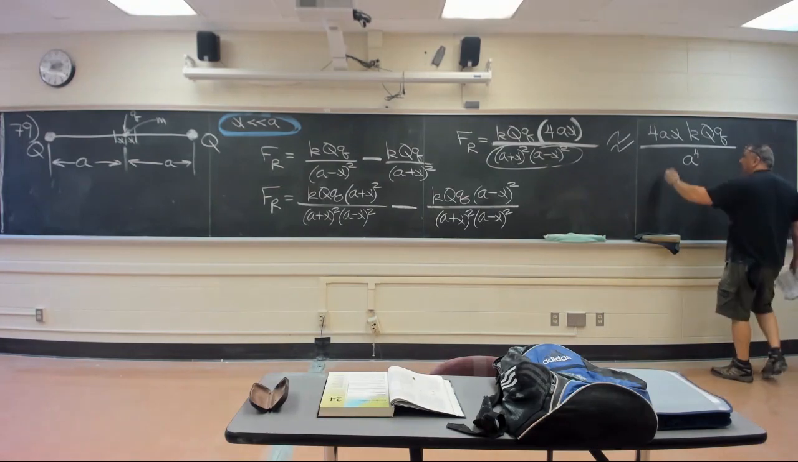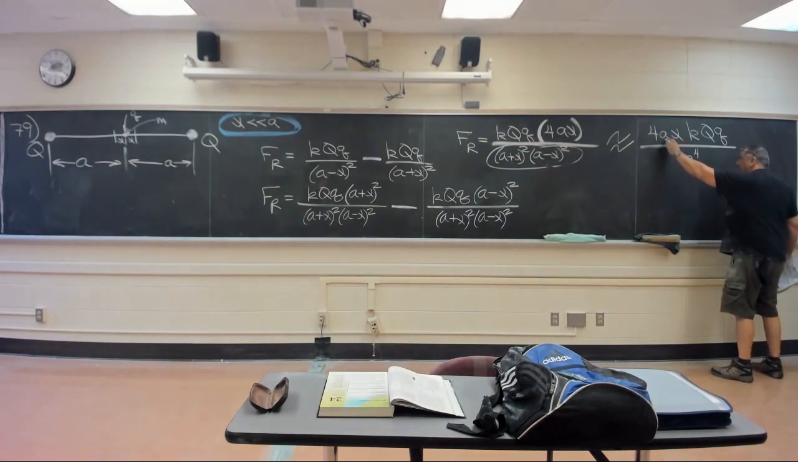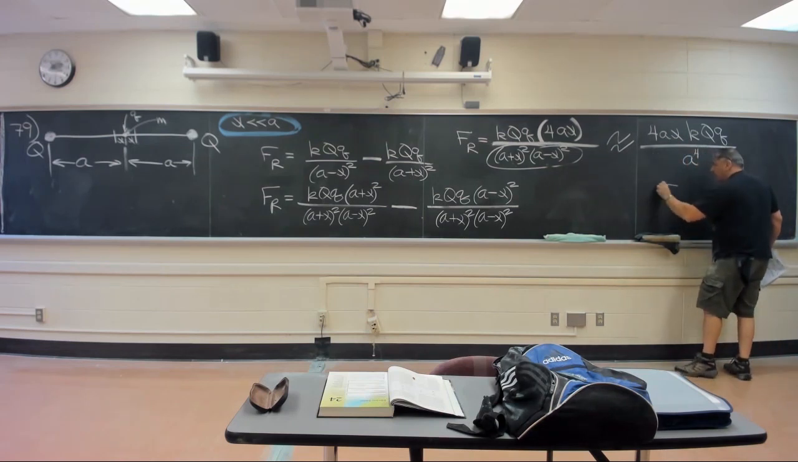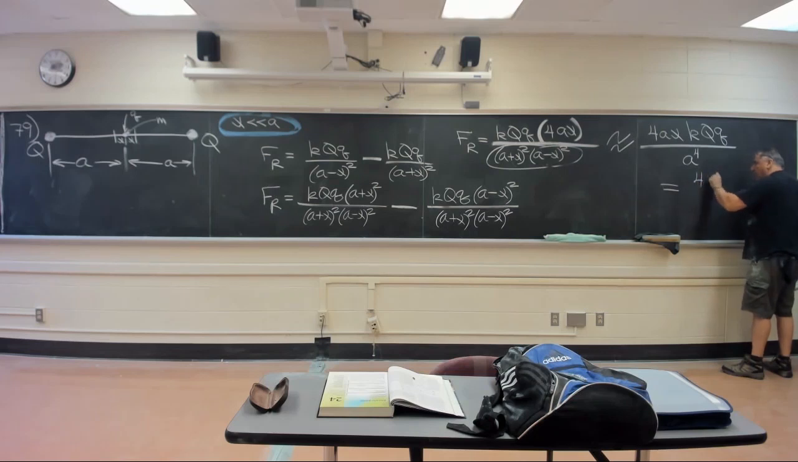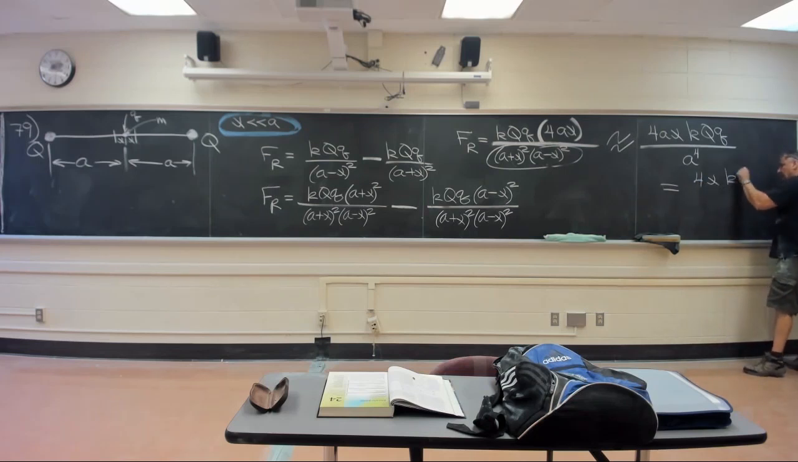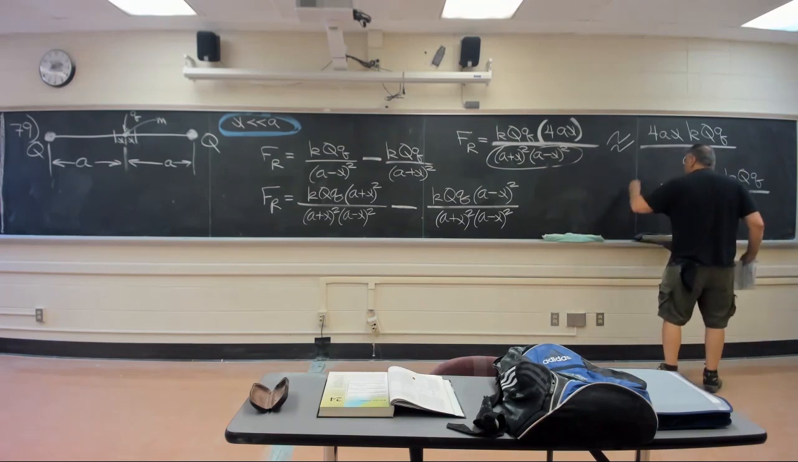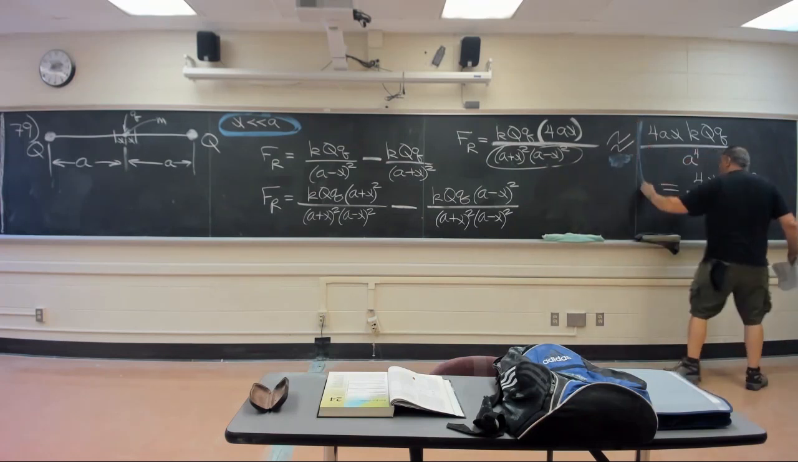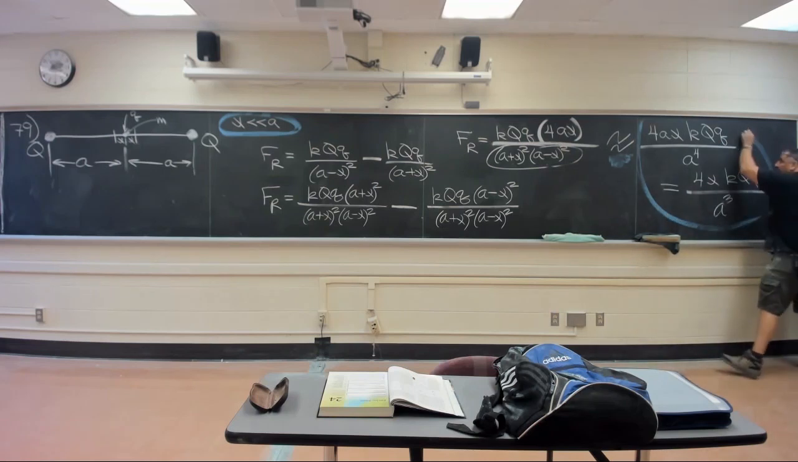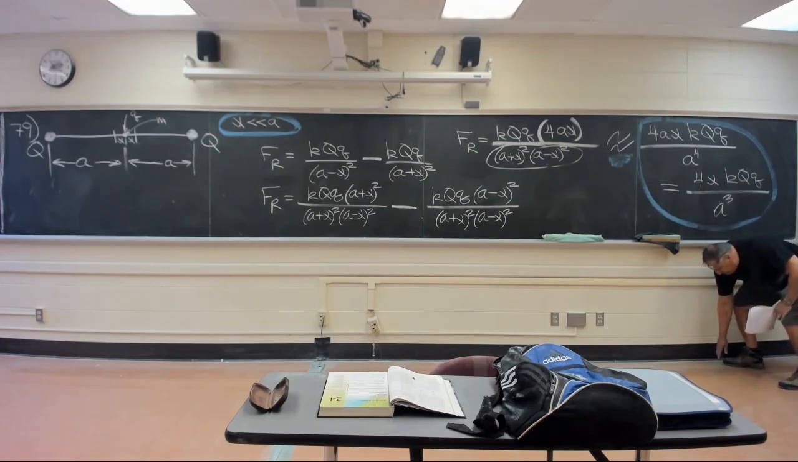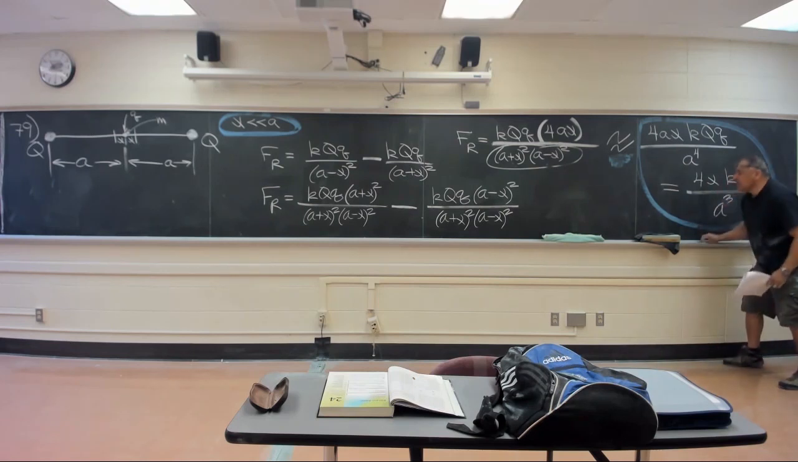Well, look at the a. This is a to the 1. This is a to the 4th. This right here becomes 4x kqq over a to the 3rd in regard to that. Approximately here, but that approximation is exactly equal to that.